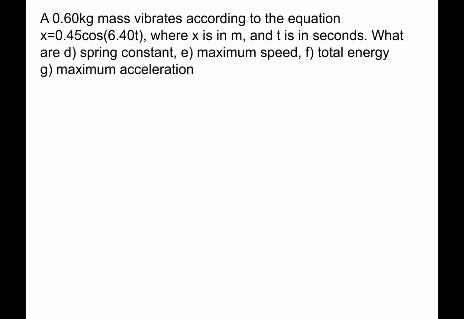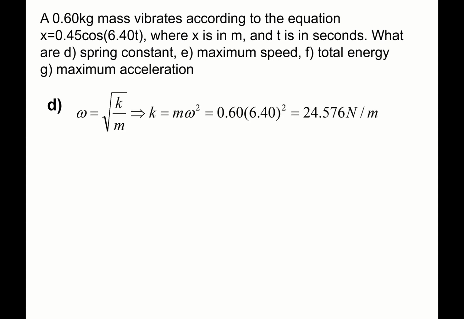In part D, we want to find the spring constant. In E, we want to find the maximum speed. In F, we want to find the total energy. And in G, we want to find the maximum acceleration. So how can I find the spring constant? Well, if you look at the equations, I could use omega is root k over m, because I know my omega is 6.40 and I know my m is 0.60. So I would just rearrange that to give me the spring constant.